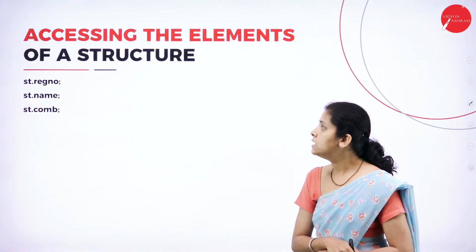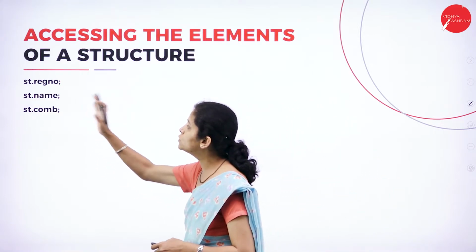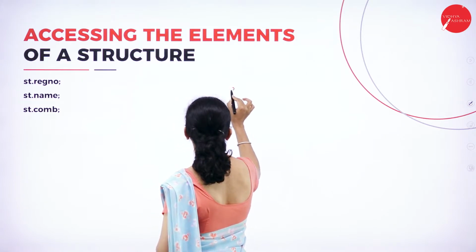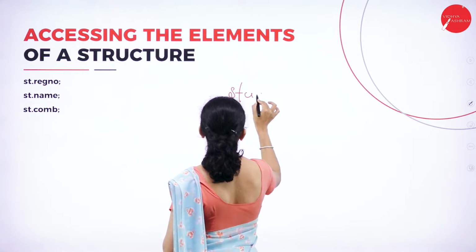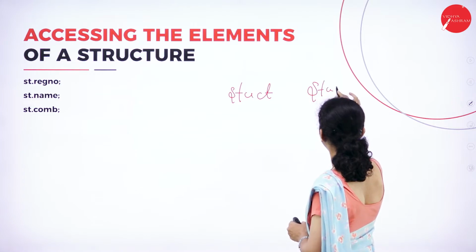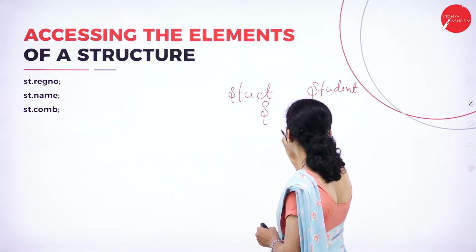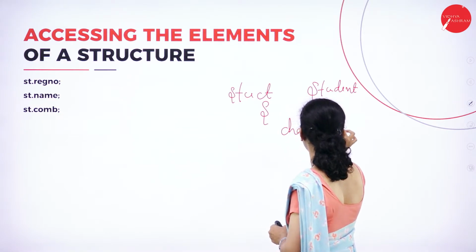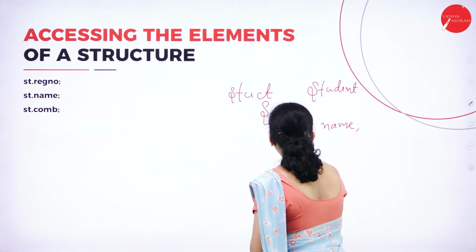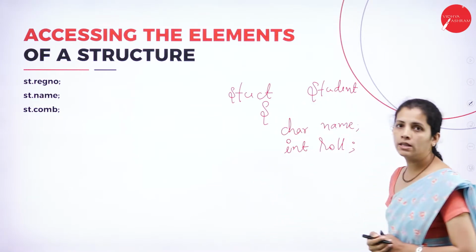Now dear student, let me consider the example here. This is the example for student. Think that I'm going to create the structure student. In that, I'm going to have a character name, then an integer roll number. So I'll take only two fields, name and roll number.